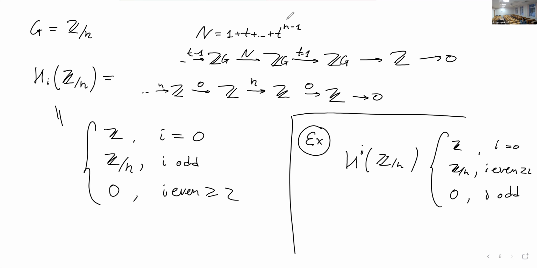Okay. What's the answer if we take an arbitrary module? Let's start with homology. So suppose we have an arbitrary module M. What do we get?